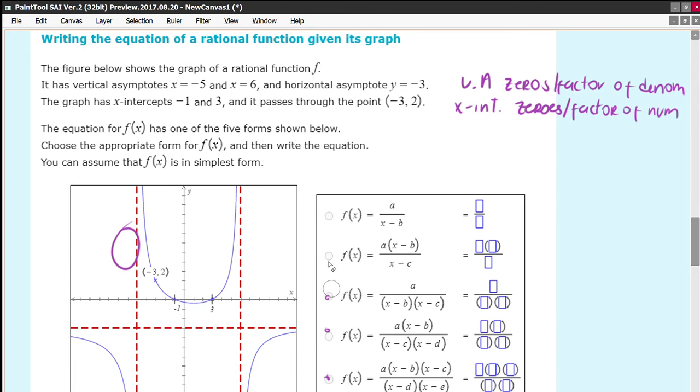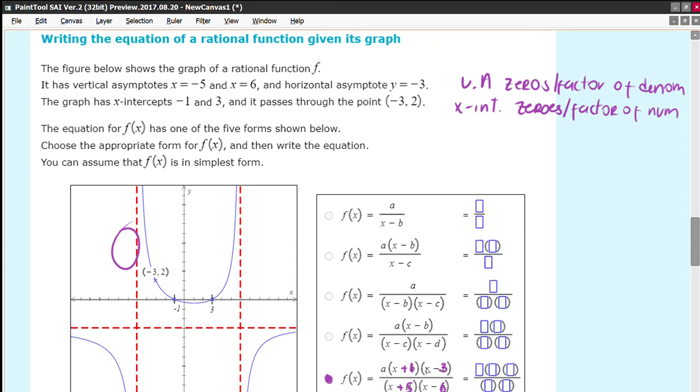That means that of all these options, the only viable option is this one: two factors in the numerator, two factors in the denominator. So we can even start writing them. The first vertical asymptote is at -5, so this would be x plus 5, and the other one is at 6, so x minus 6. Also, one x-intercept is at -1, and the other x-intercept is at 3.